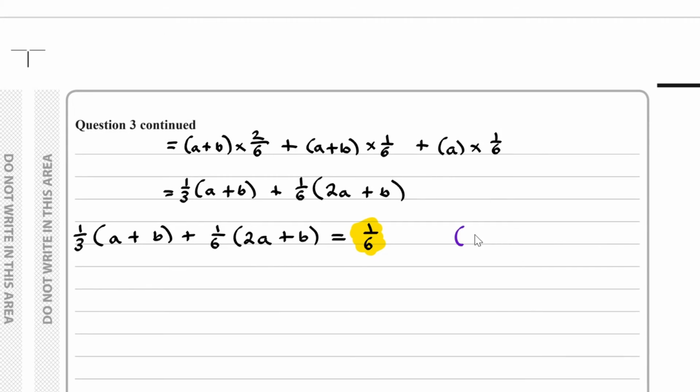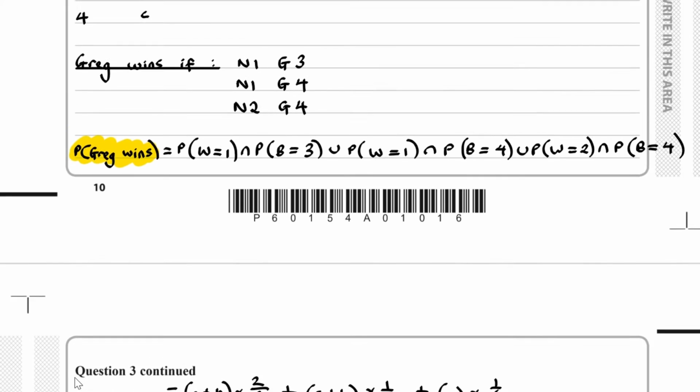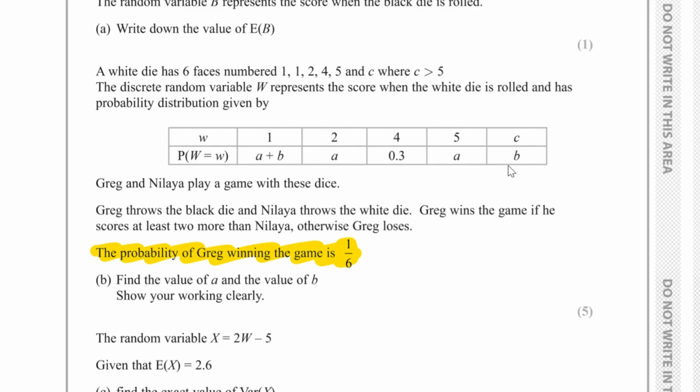And if we multiply through by 6, we have 2 lots of A plus B, so we have 2A plus 2B plus 2A plus B equals 1. In conclusion, we see that we have 4A plus 3B equals 1. We'll call this equation 1. And we know that the sum of probabilities is equal to 1. Alright? So, because probability adds up to 1, adding all these together will get a total of 1.